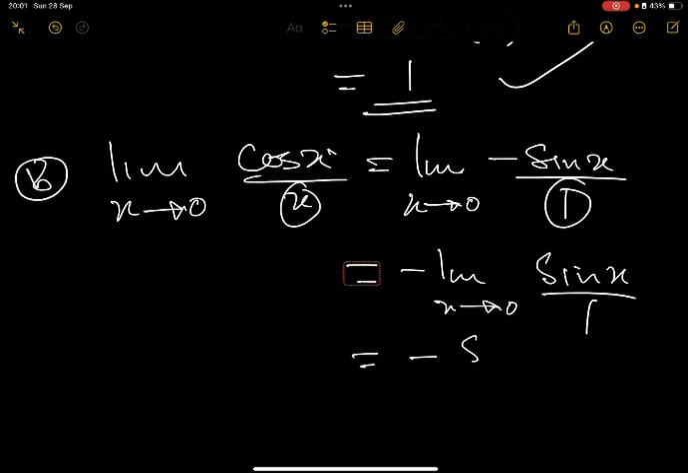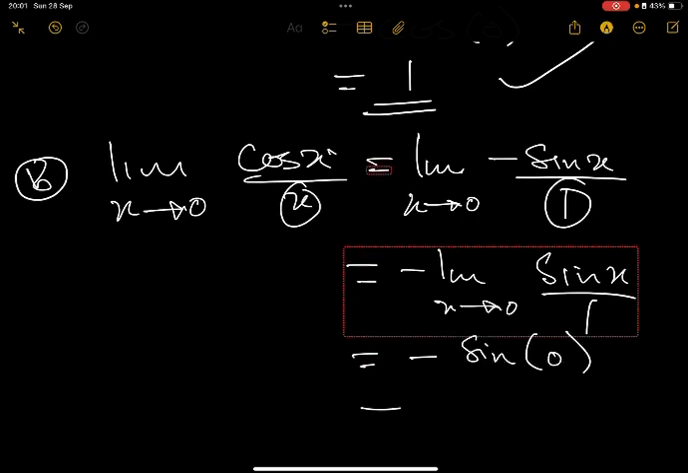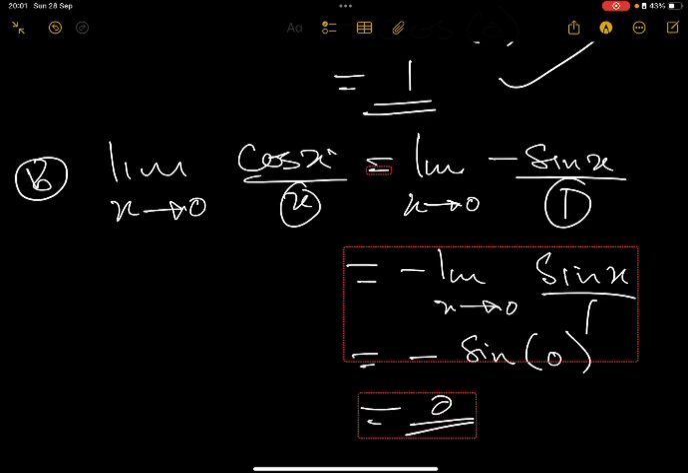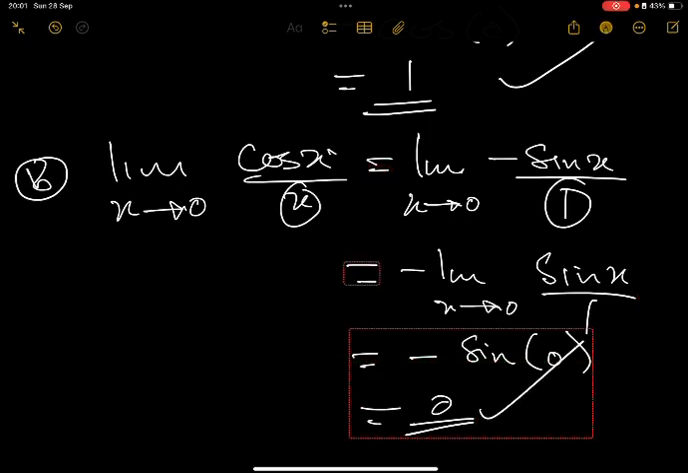If we substitute here, we will get negative sine of 0. Negative sine of 0 is equal to 0. So the limit of the function cos x over x as x approaches 0 is equal to 0.